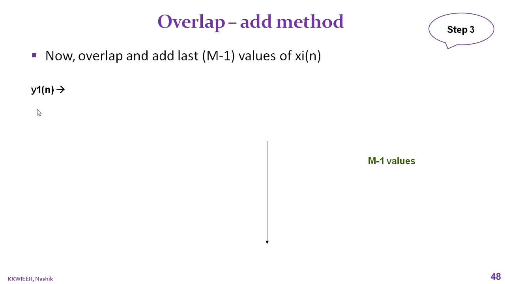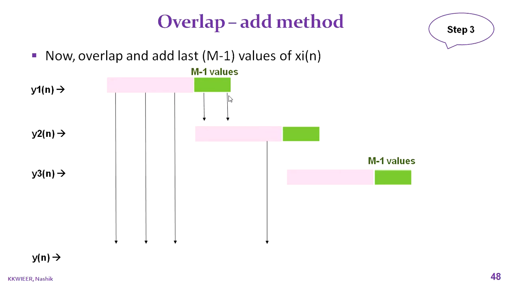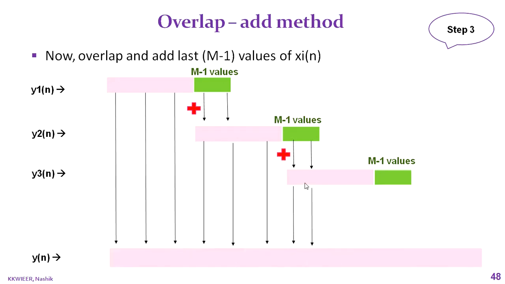How to write that? y1 of n you write as it is, and then write y2 of n and y3 of n. Now to get the final sequence y of n, what you will do? Take the pink color block, that means the first L samples as it is, and the last m minus 1 samples will get added in the next sequence and you will get these two values. Again, till here you will get it as it is. The last m minus 1 values will get added in the next sequence to get the final answer. So in this way you will calculate y of n by the overlap add method.